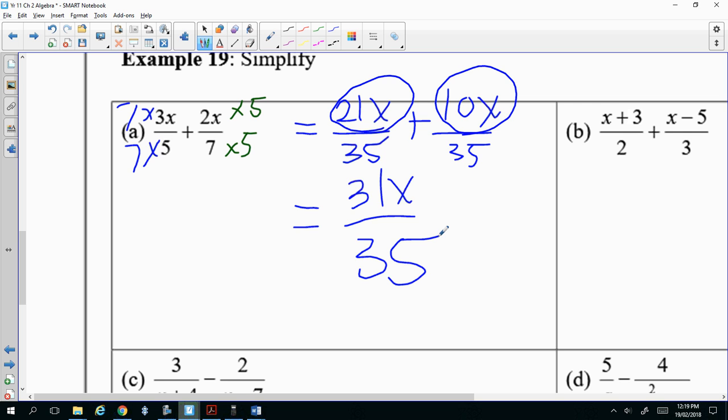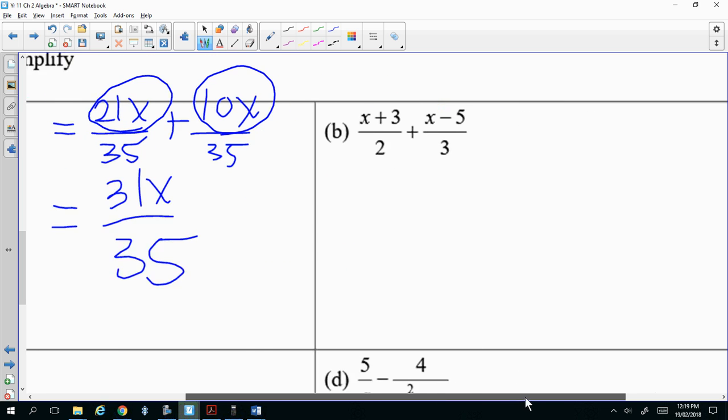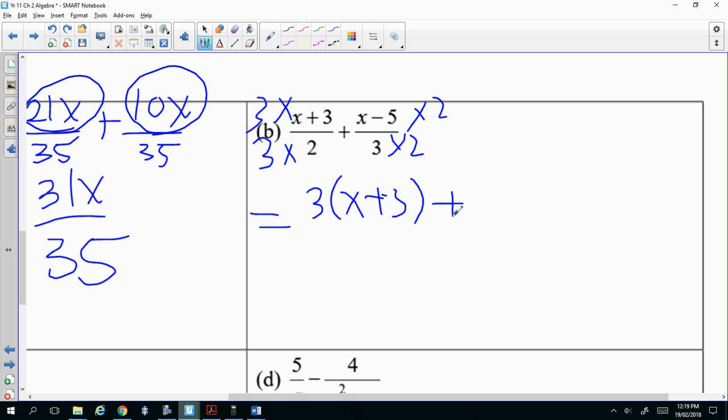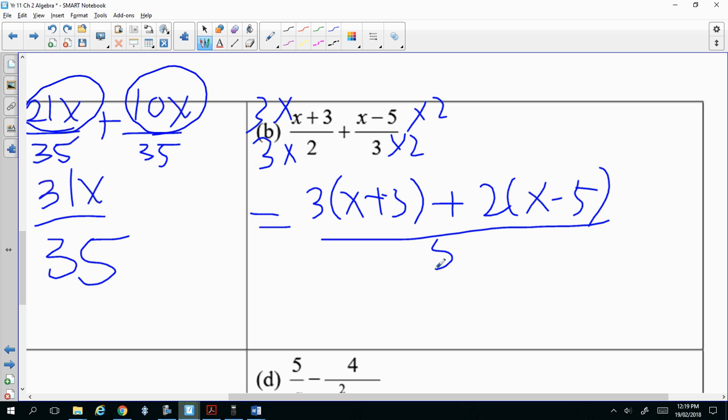What if it's more complicated? Same thing, you times by 2, times by 2, times by 3, times by 3. Let's work out 3 bracket x plus 3 over 6, plus 2x minus 5 over the same denominator of 6. Okay, good.